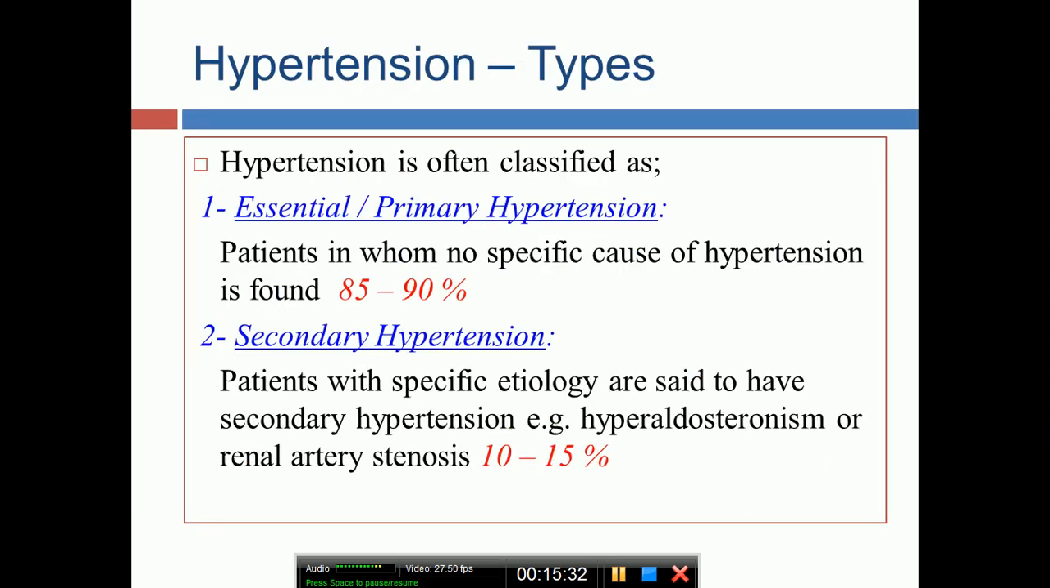So, types of hypertension. First we discussed the classification depending upon blood pressure readings. Now the types. There are two types. One is essential or primary hypertension, where no specific cause is found. This accounts for almost 85 to 90% of patients. In secondary hypertension, patients with a specific etiology or cause, for example hyperaldosteronism or renal artery stenosis, are said to have secondary hypertension. About 10 to 15% of patients suffer from secondary hypertension.